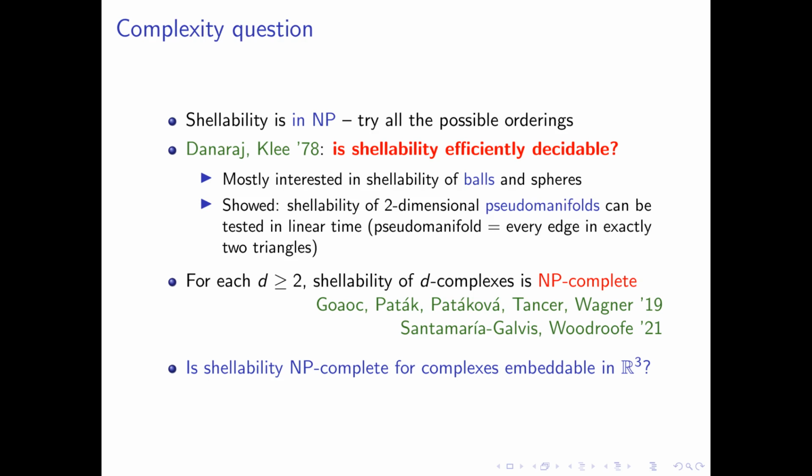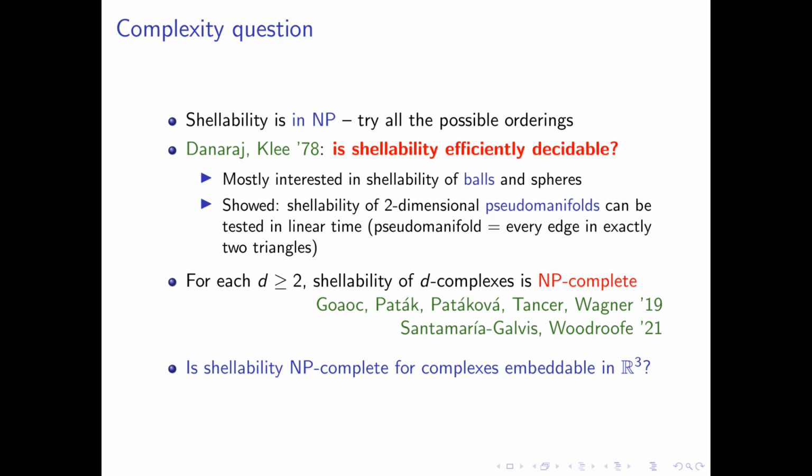So in the 70s, Danaraj and Klee asked whether shellability is efficiently decidable. They were mostly interested in shellability of balls and spheres because they related this question to the ball and sphere recognition problem. They also showed that shellability of two-dimensional pseudomanifolds can be tested in linear time, basically by a greedy algorithm. And here by a pseudomanifold, we mean a collection of triangles where every edge is in exactly two triangles.